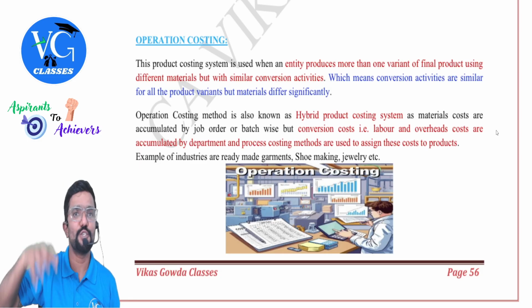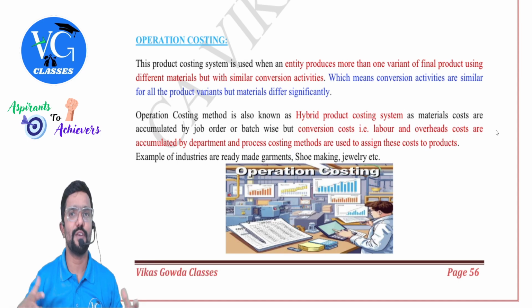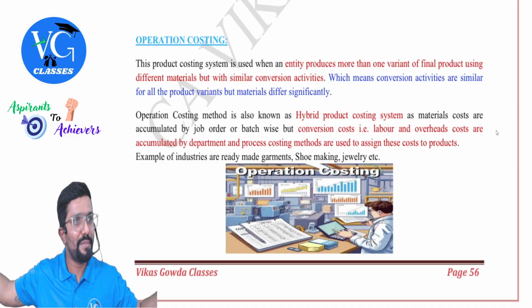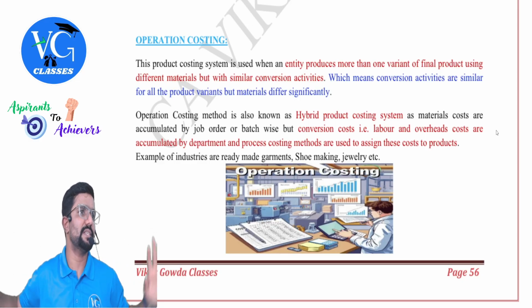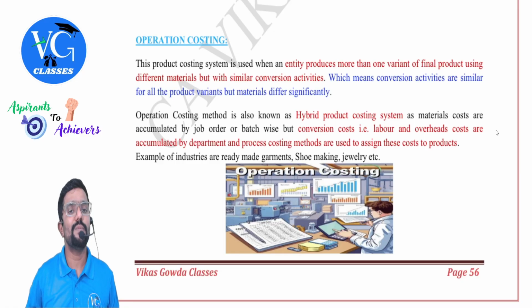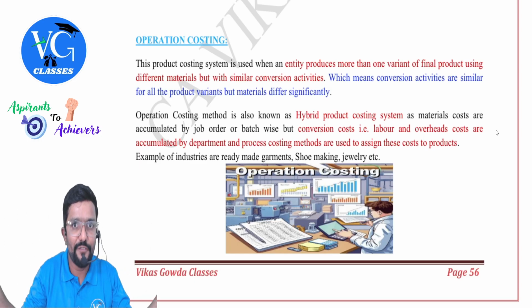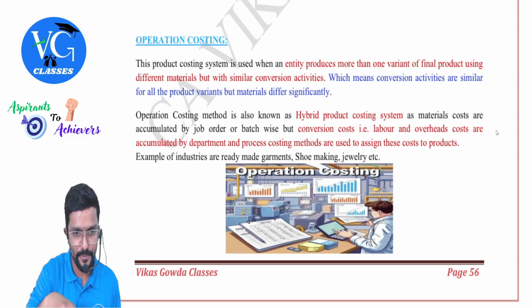For example, assume I am a shoe manufacturer. I manufacture different types of shoe. The process is the same, but depending upon which shoe I manufacture, the raw material also will change accordingly. So operation costing is nothing but when you are producing different varieties of the same product using different raw material, but the same manufacturing process. We call it operation costing.